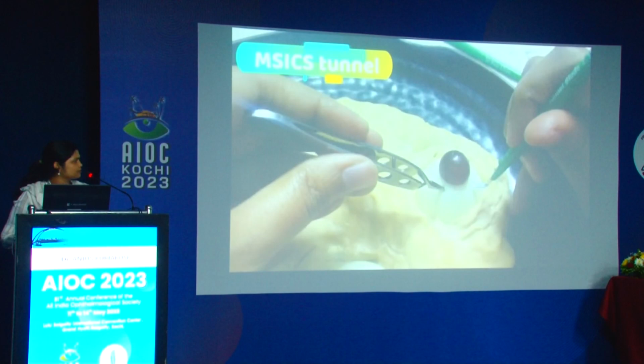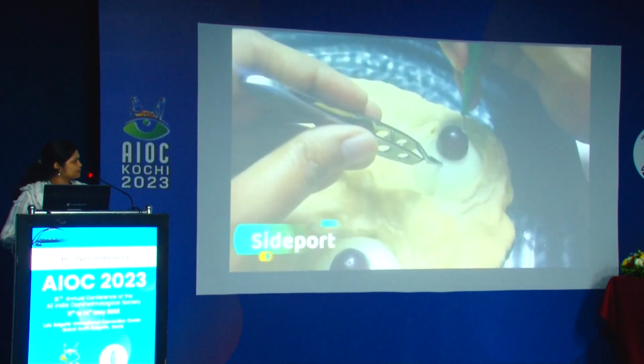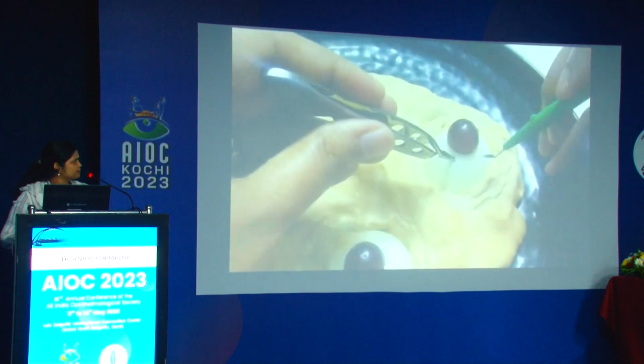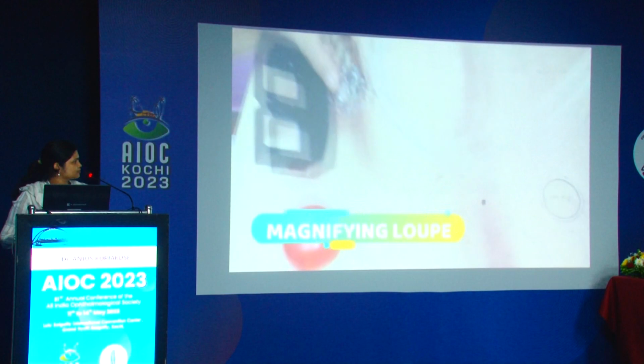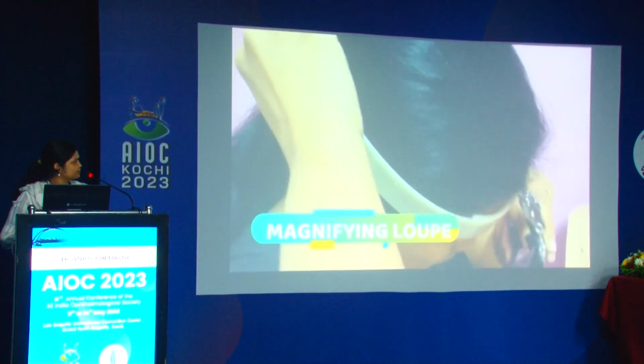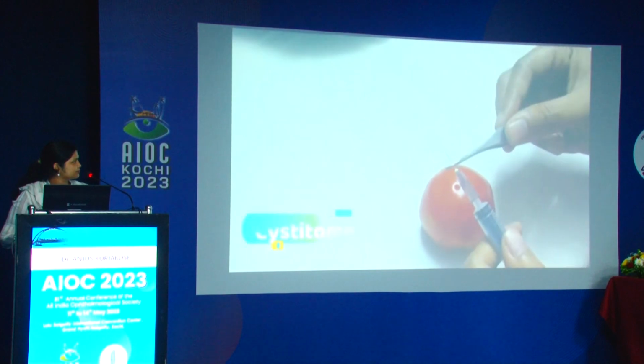SICS tunnel can be practiced on the boiled egg using a crescent blade, even a side port, and also keratometry. If you have a magnifying loupe, you can use that instead of the smartphone microscope. Make a cystitome by bending a 26 gauge needle.